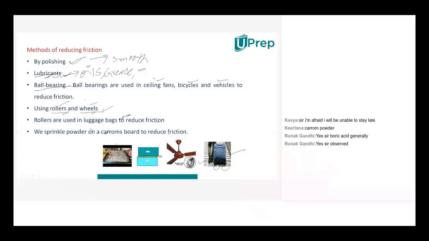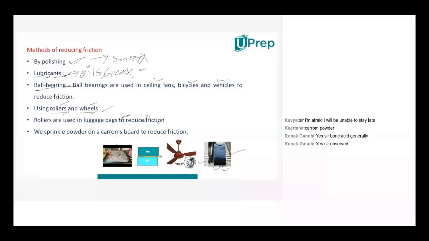And see here, we sprinkle powder on a carom board to reduce the friction. And already I said it comes under lubricants only. It is a type of solid material which will make the surface slippery. Maybe you know that after sprinkling some boric acid onto that particular carom board, if you strike with a striker, the coin will move very fast, isn't it? So if you sprinkle that carom board powder, it will reduce the friction. So all these are methods to reduce the friction.